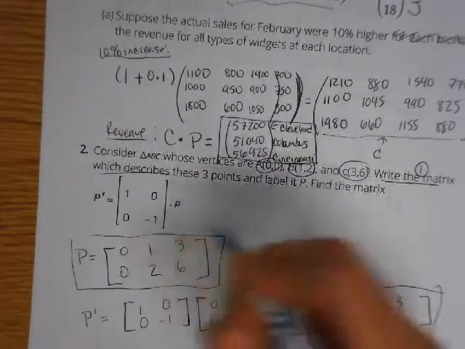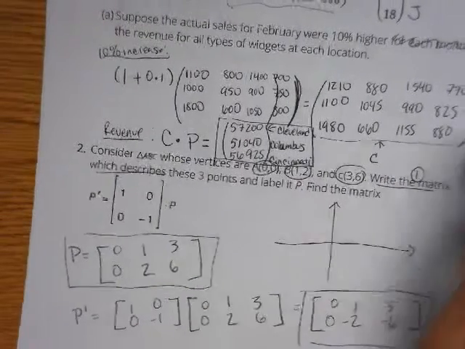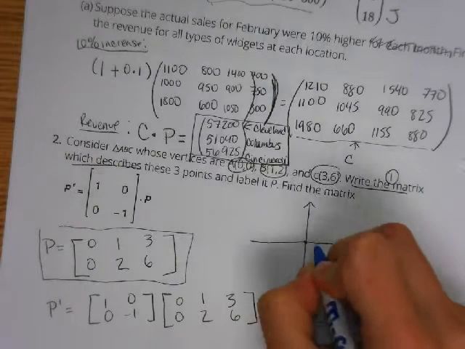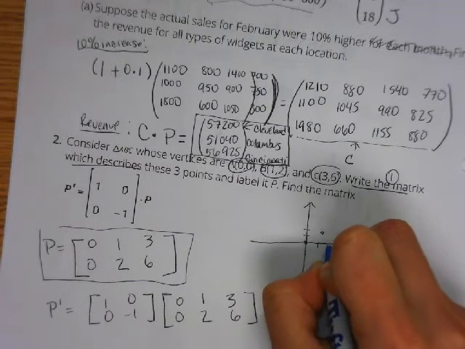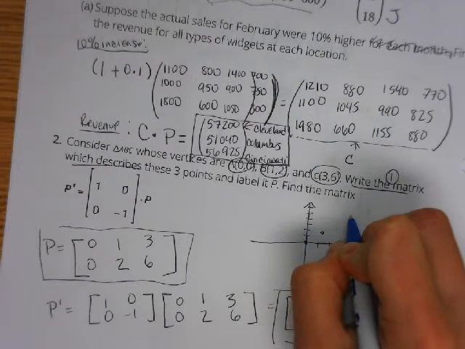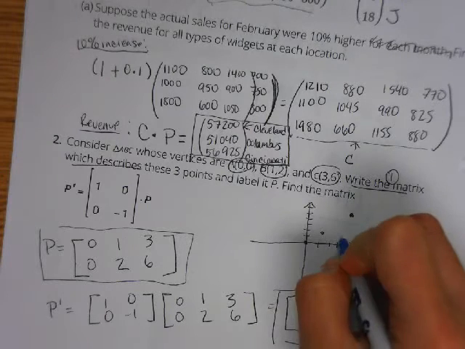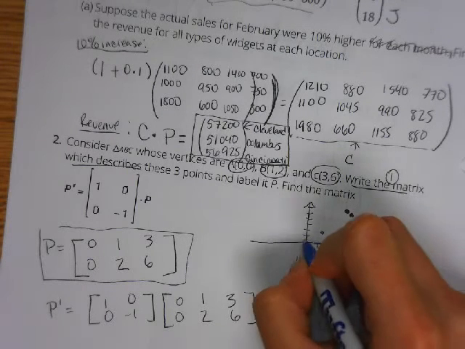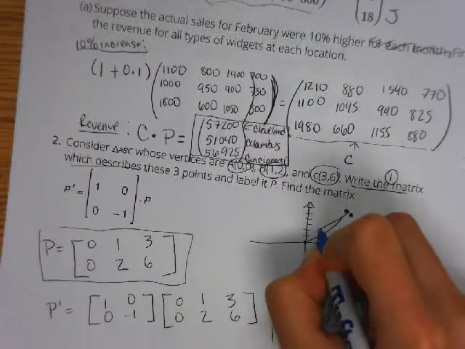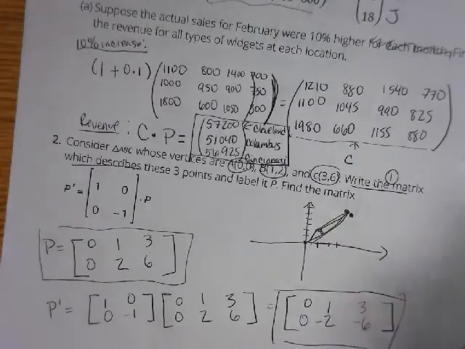I want to do a little bit more investigating though. I'm going to see what actually P prime, what this multiplication did. So let me plot P, 0, 0, 1, 2, and 3, 6. This is going to be a bad triangle. It's really skinny. Sorry about that. That's the worst triangle ever.